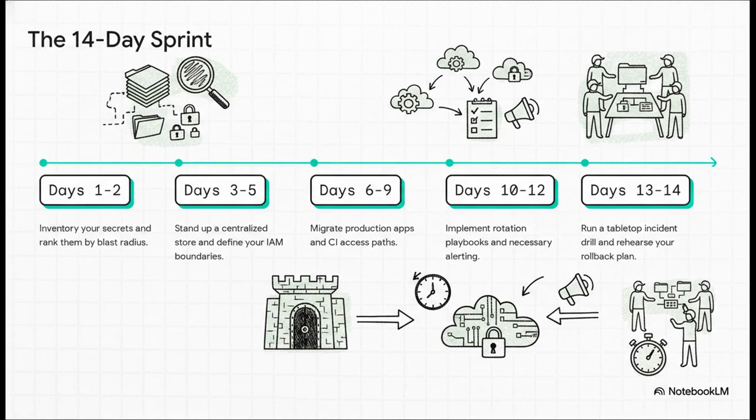You start with discovery, just figure out what secrets you have and rank them by blast radius. In other words, how bad would it be if this key got out? Then you set up your central vault. The middle of the sprint is the real work, migrating your production apps one by one, starting with the most critical. And then you finish by writing down your emergency playbooks. And this is the most important part, you actually run a drill to make sure your plan works.